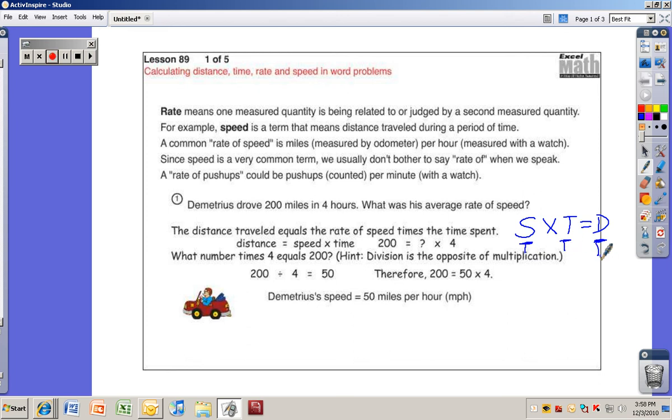So for this problem, they give you the 200 miles. That's the distance. So you put 200 out here. And they also tell you the time, which is 4 hours. So we have speed times 4 equals 200. Well, to find that answer, you're going to do 200 divided by 4. 200 divided by 4 is 50. So therefore, Demetrius' speed is 50 miles per hour. What do you guys think? You got this?